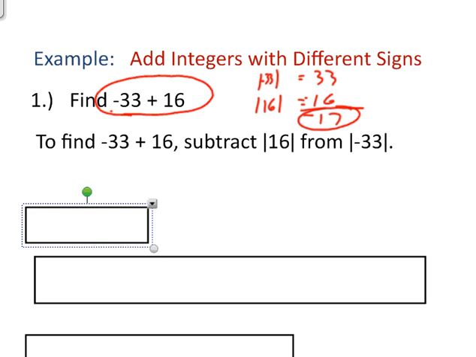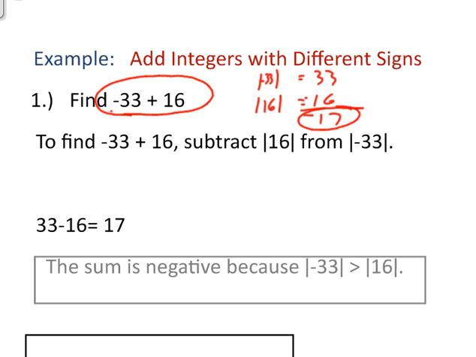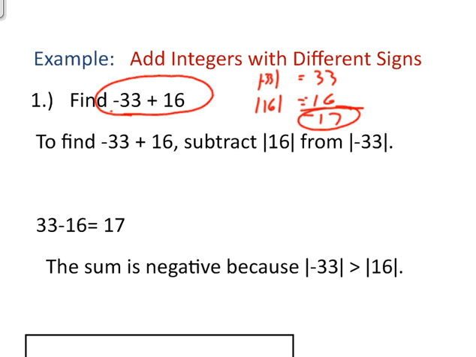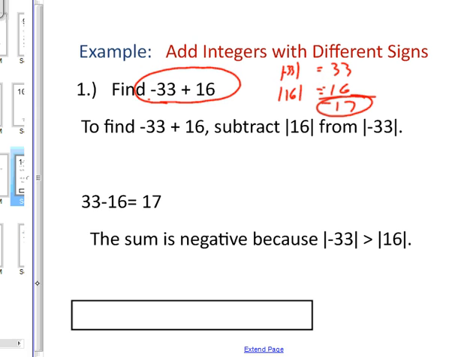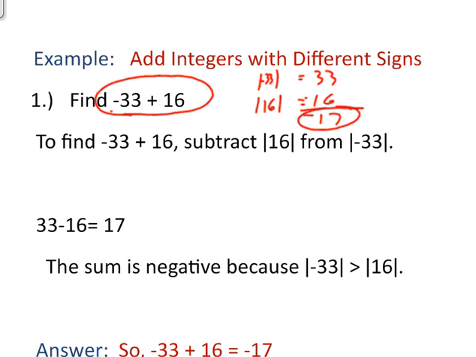We did the same steps there, and the same steps here. And they are saying the sum is going to be negative. And the answer is -17. Okay.